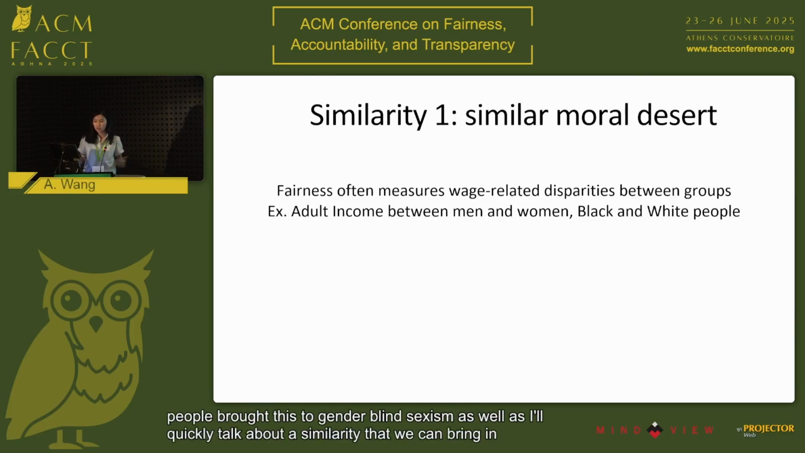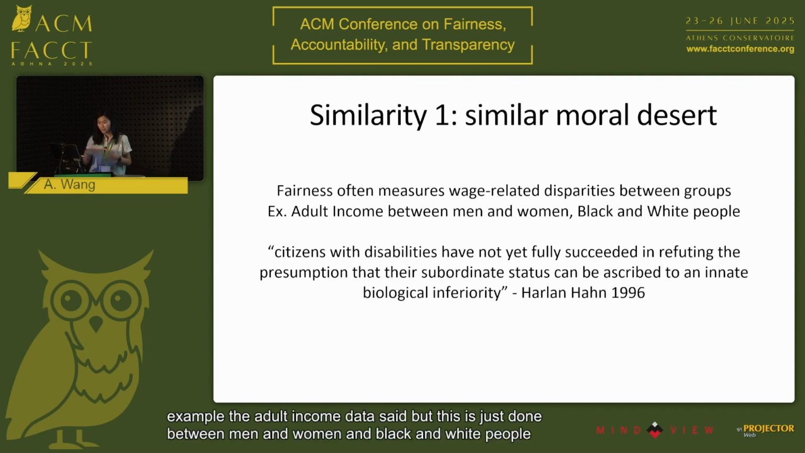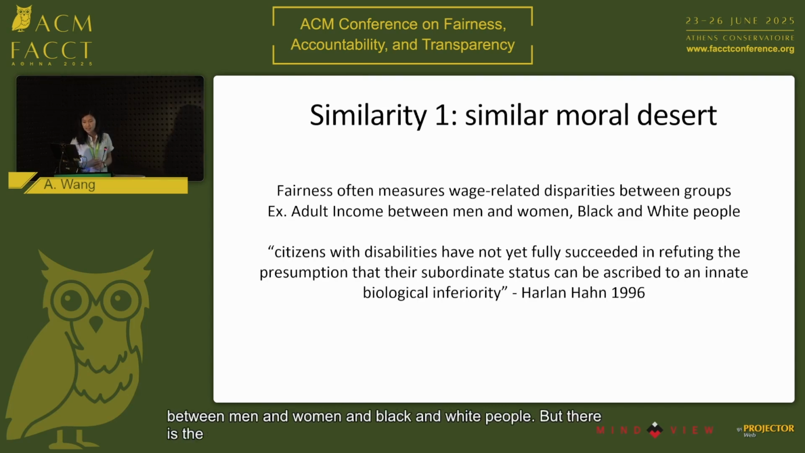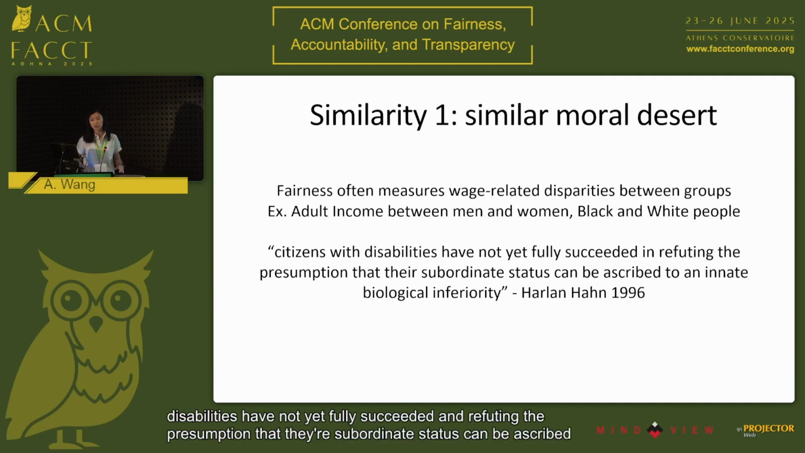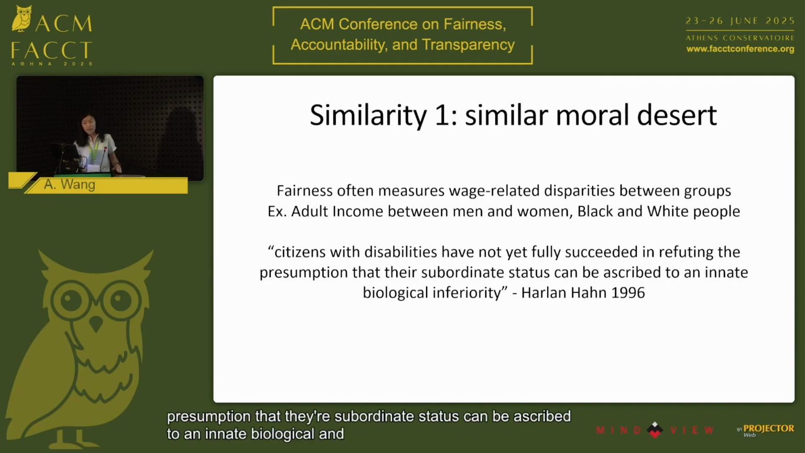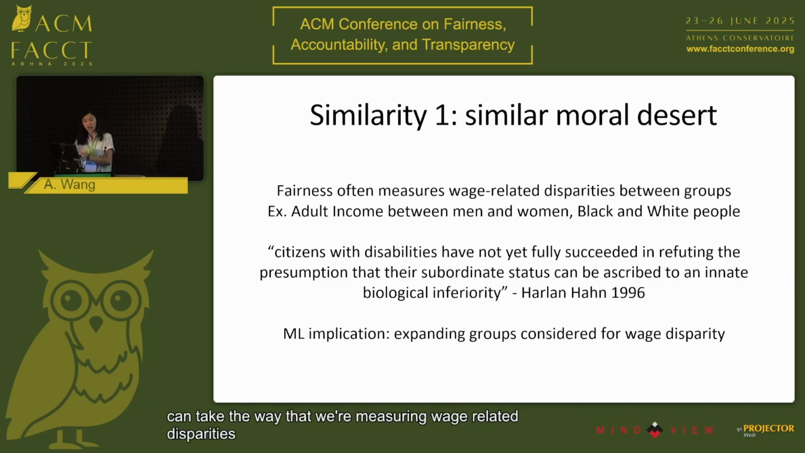If we think about similar moral desert in fairness, sometimes we'll measure wage-related disparities between groups, for example, the Adult income data set, but this is just done between men and women and Black and white people. But there's this scholar that writes that citizens with disabilities have not yet fully succeeded in refuting the presumption that their subordinate status can be ascribed to an innate biological inferiority. So in fact, maybe we can take the way that we're measuring wage-related disparities and bring this to other groups that we haven't tended to measure before, for instance, disability.